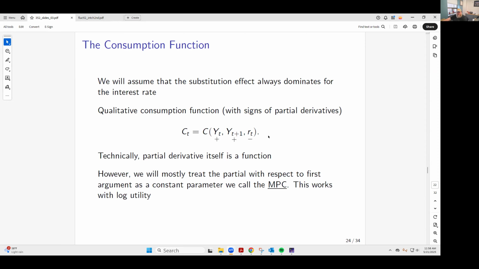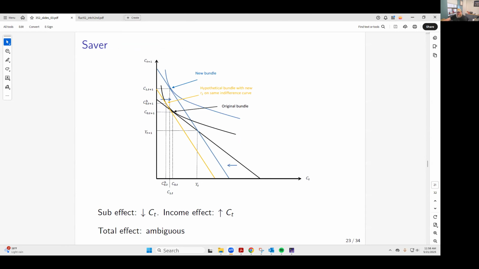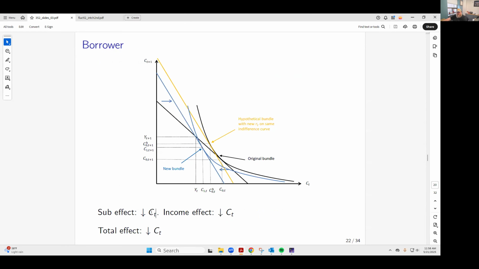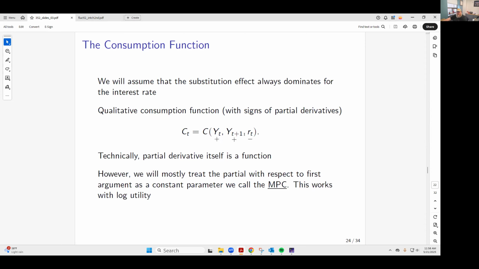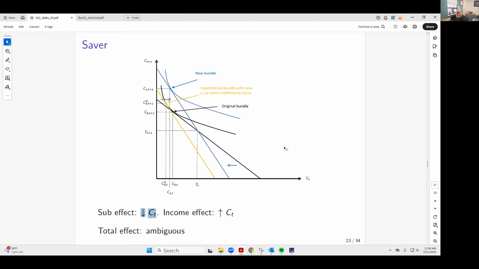So what this allows us to do now is to sign our consumption function in terms of the substitution effect. It is going to be something that we think always dominates the income effect, because the substitution effect is always negative, right? Even if we think the income effect might be positive, as it is here, our assumption is going to be that the substitution effect always dominates the income effect.